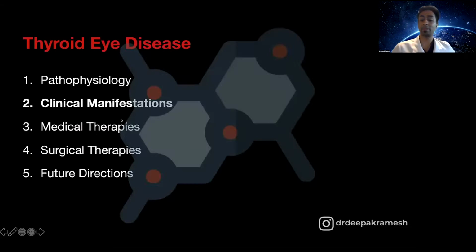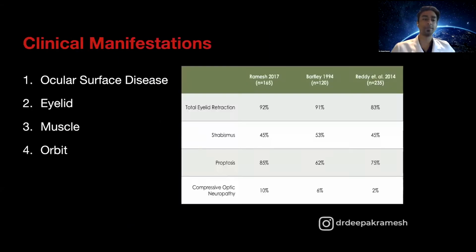So let's talk about the clinical manifestations. There are 4 main clinical manifestations of thyroid eye disease. And the first is ocular surface disease, and then lid retraction, strabismus, and orbital signs and symptoms.